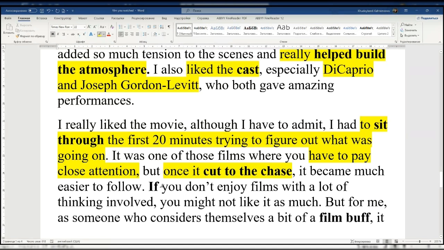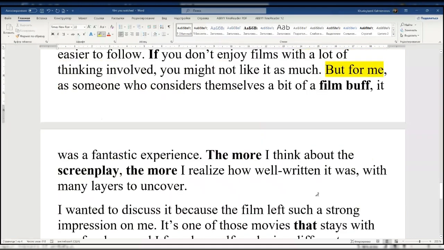If you don't enjoy films with a lot of thinking, you might not like it as much. But for me, so you see, it's about me. It should be about me. That's why I have to give my ideas about me, right? But for me, as someone who considers himself a bit of a film buff, which means film master, right?